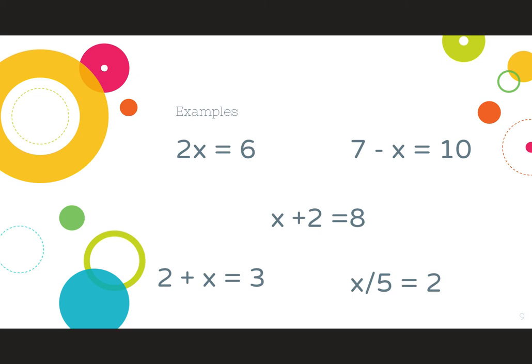So here are some examples. We have 2x equals 6. So the question is, what does this need to be for this to equal this? Same thing, 7 minus x equals 10. x plus 2 equals 8. x divided by 5 equals 2. 2x plus 2 plus x equals 3.